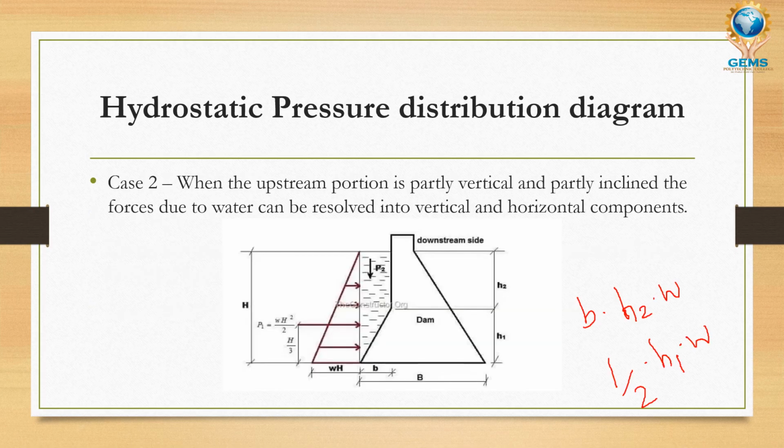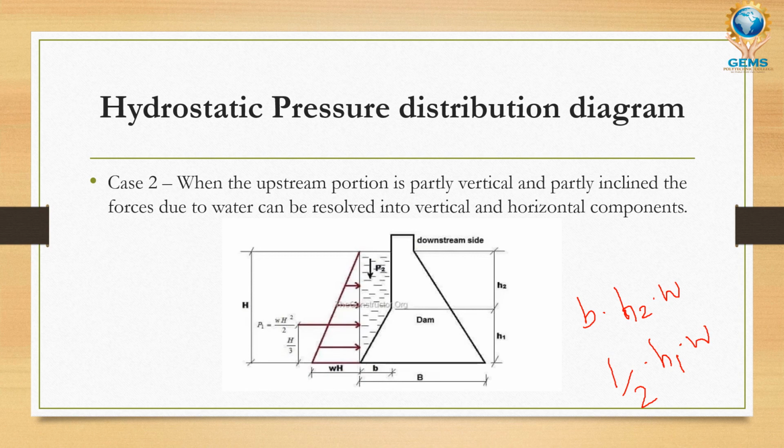In the previous slide, I explained case 1 of the hydrostatic pressure distribution diagram, where the pressure acts at the upstream portion of the dam. When the intensity is 0 at the water surface, the pressure is equal to W into H, and when there is water at the upstream portion, the pressure generated is WH squared divided by 2.